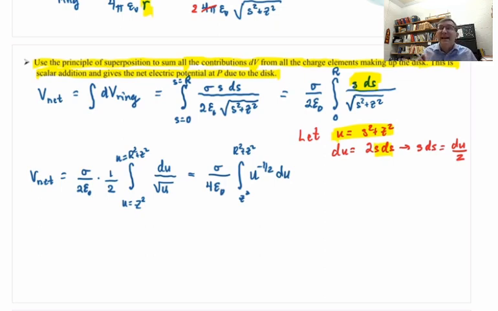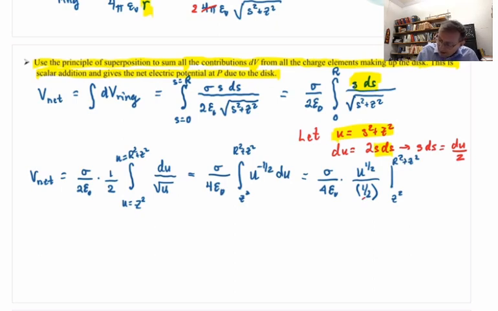So the integral of x to the n dx is x to the n plus 1 over n plus 1. But n is minus 1/2, so n plus 1 is plus 1/2. So the result of the integral, we still have the sigma over 4 epsilon 0, is u to the plus 1/2 over 1/2, with the limits there.